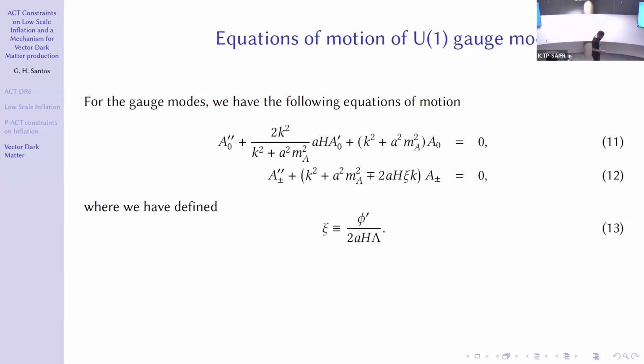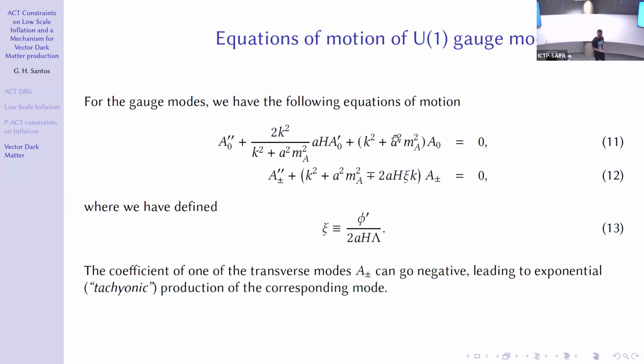And these transverse modes obey this equation of motion here. The solution for this equation of motion will depend on the sign of this coefficient here. If this coefficient is purely positive, we're going to have an oscillatory solution. Now, if this is negative, and this can only be negative for one of the transverse modes, not for the other, then we can have an exponentially growing solution. So we call this a tachyonic production. And here we're going to call this C, which is essentially the coupling of the field, 1 over lambda, multiplied by the velocity of the field.